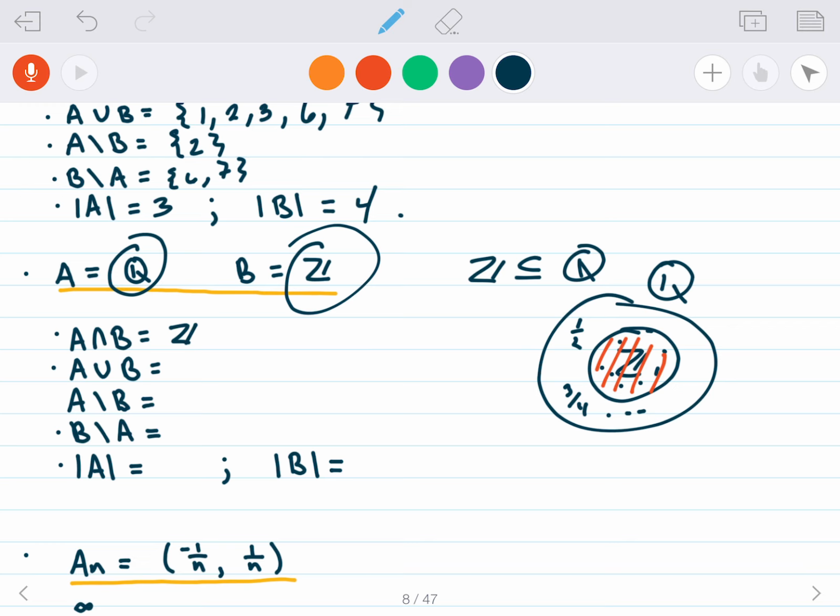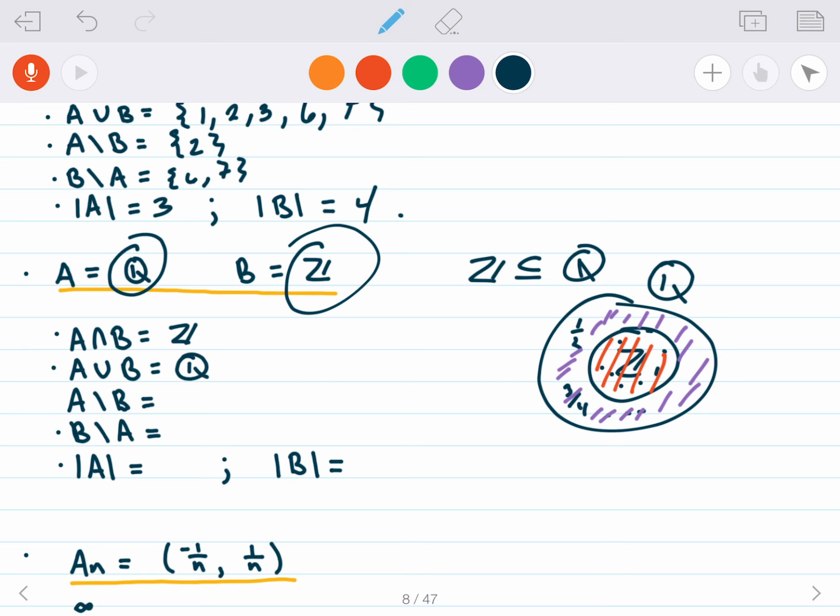Now, what about A union B? So what's Z union Q? Okay, what's in both Q and Z? Well, all we have to do is just include this outer ring as well as the red piece, and that's our union. So it's simply Q. It's our union.